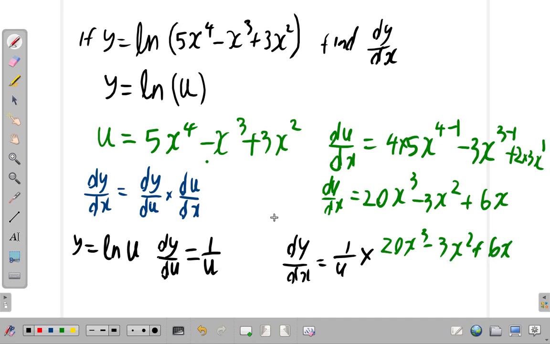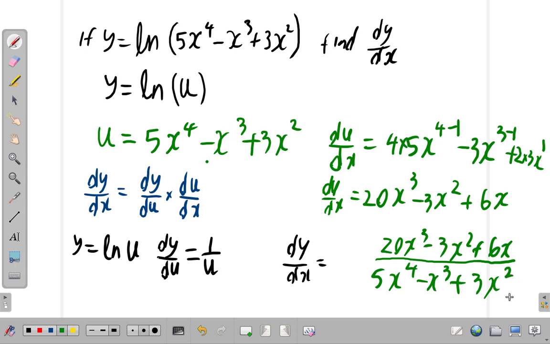And when you say 1 over all of that, it is the same as the 20x cubed minus 3x squared plus 6x over this. So let us just simplify this from now and put everything over u, but u is this, so let's change the u to this, 5x to the 4th minus x cubed plus 3x squared. So that is what you get for dy by dx. Now you could factorize, take x as a common factor up here, take out x squared as a common factor here, and simplify.